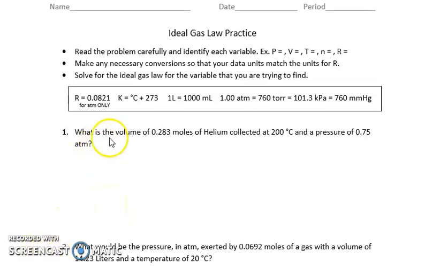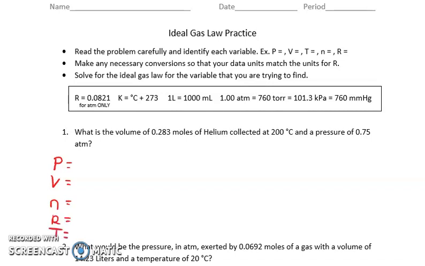Number 1 says, what is the volume of 0.283 moles of helium collected at 200 degrees Celsius and a pressure of 0.75 atmospheres? So what I'm going to do first is identify each of my variables, my P, my V, my T, my N, my R, and we're going to see what we're looking for and what we have. So I'm going to start by writing out my list of all the variables that I need. So I need to know what P is, V, N, R, and T.